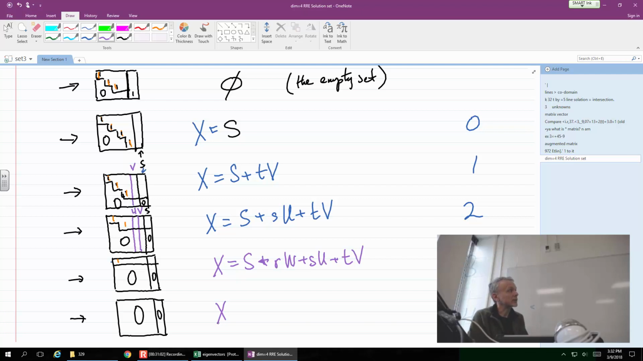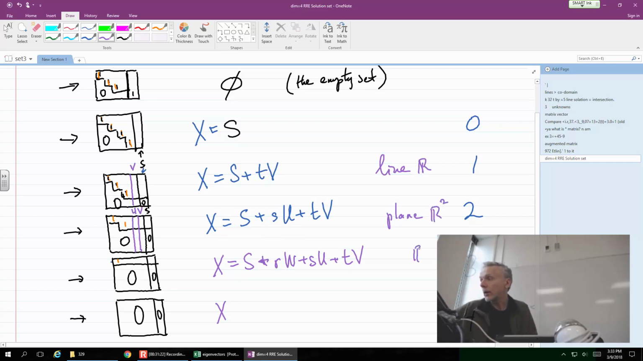And then in the next two cases, rather than having one line, you have 2 or 3 lines, and combined together, they are allowed to be combined. You end up with a 2-dimensional space, a plane, or you end up with a whole 3-dimensional space, just like ours. Okay, so R, R2, R3, and this is R4, the whole thing, point.